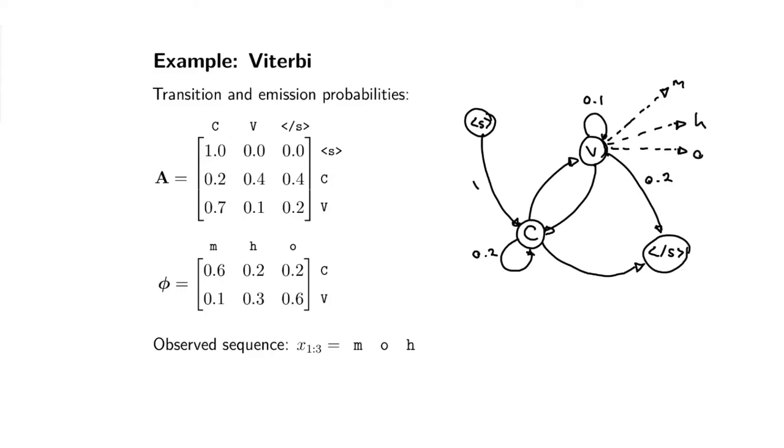The probability, if I'm in a vowel, of outputting an M is what? I'm in a vowel state. What's the probability of outputting an M?